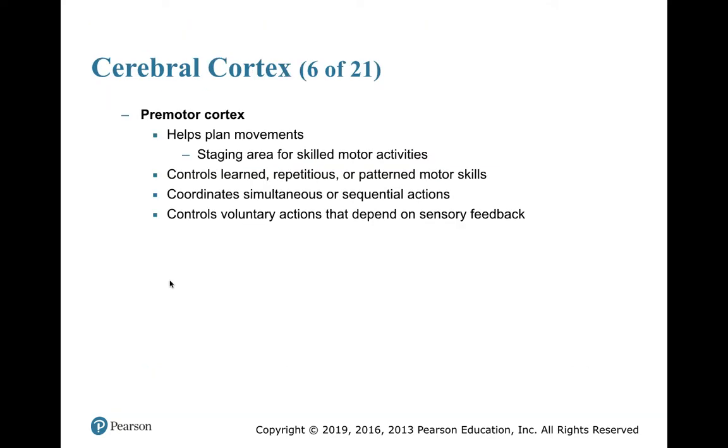The premotor cortex helps to plan movements. It's a staging area for skilled motor activities. It controls learning, repetitive and pattern motor skills, coordinates simultaneous and sequential actions, and controls voluntary actions that depend on sensory feedback.